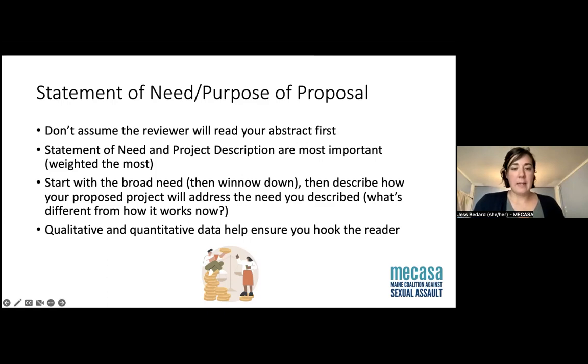Qualitative and quantitative data can help ensure that you hook the reader. Certainly using data for those broader needs is a really simple way to go. You can find national research that illustrates the problem, the prevalence of sexual violence, the impact of sexual violence. Using data from your own community makes it even richer. And using qualitative data, de-identified stories, can make it a rich example that can help someone understand and really see and feel the problem that you're experiencing.